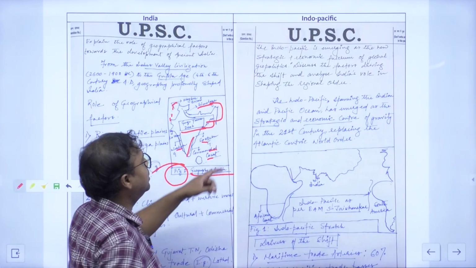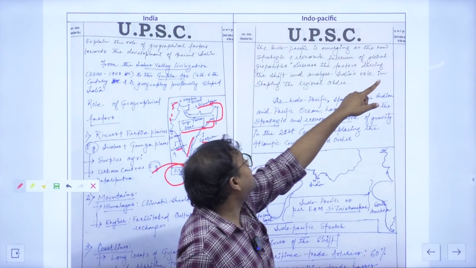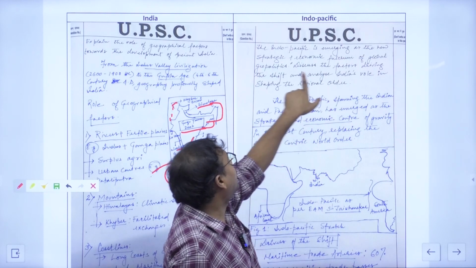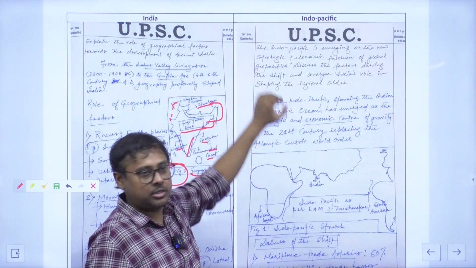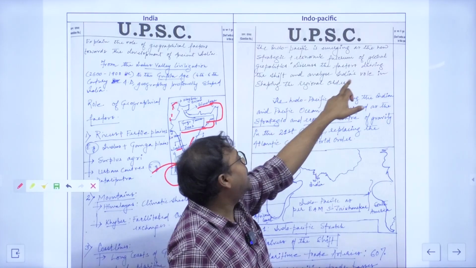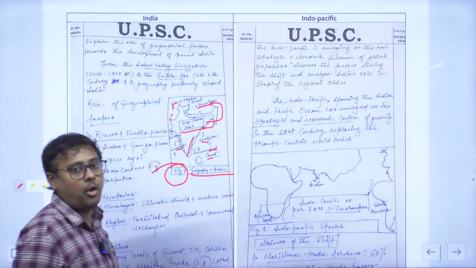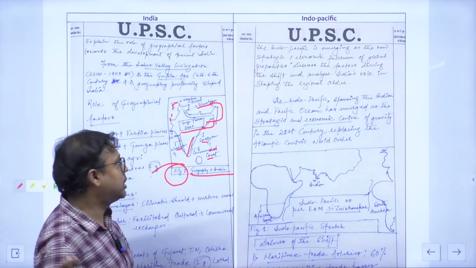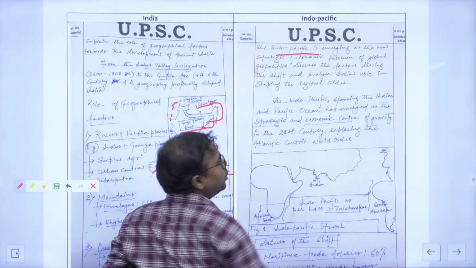Just for example, this question: the Indo-Pacific is emerging as the new strategic and economic fulcrum of global geopolitics. This is the context. Discuss the factors driving the shift and analyze India's role in shaping the regional order. Right? Now, what is the primary focus here? Indo-Pacific, right? Indo-Pacific is the focus.